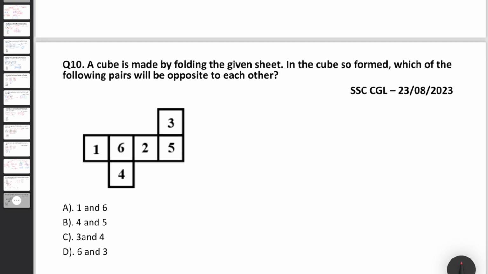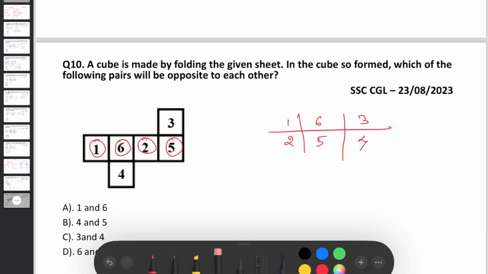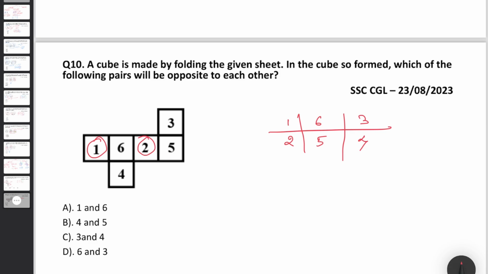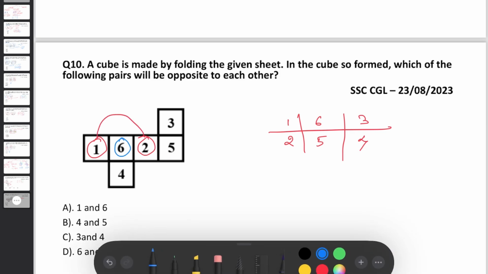The next question says that a cube is made by folding the given set in the cube so formed. Which of the following pairs will be opposite to each other? Here 1 and the 2 are opposite to each other. Let's write like this. And 6 and the 5 are opposite to each other. So the remaining is 3 and the 4 are opposite to each other. Let me change the color, otherwise you will get confused. Here 1 and the 2 are opposite, and 6 and the 5 are opposite, and 4 and the 3 are opposite.